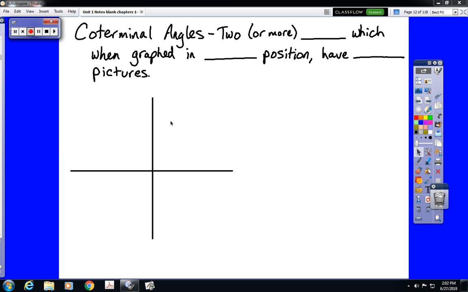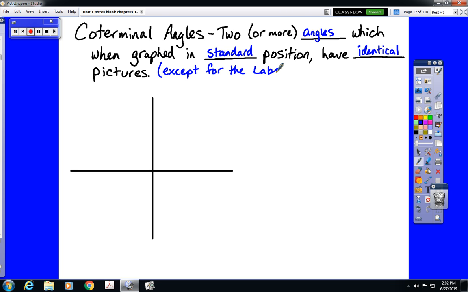Okay, the final portion of section 1-1 in your trigonometry book discusses the idea of coterminal angles. Coterminal angles are defined as being two or more angles which, when graphed in standard position, which we discussed in an earlier video, earlier in this set of notes, have identical pictures except for the label. In other words, their terminal sides are in exactly the same place.